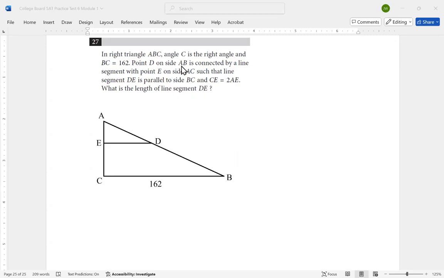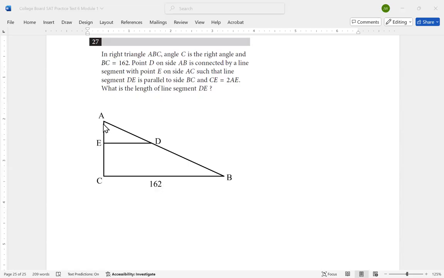Point D is on side AB. So D is somewhere in here. E is on side AC. And we know that DE, so this line here, is parallel to this line BC. So this is the picture that we get.